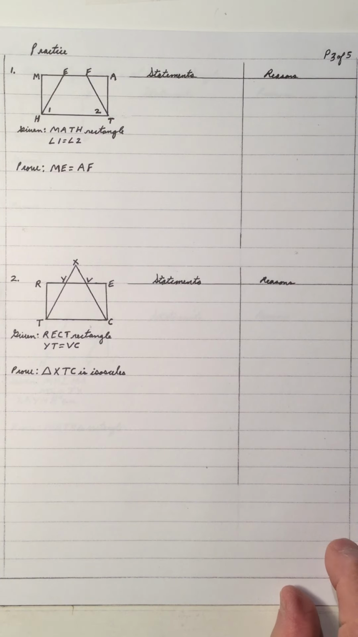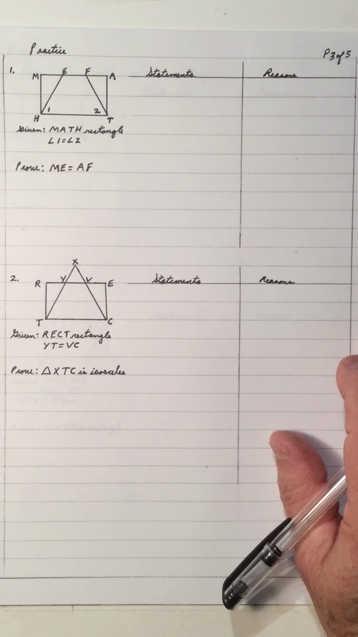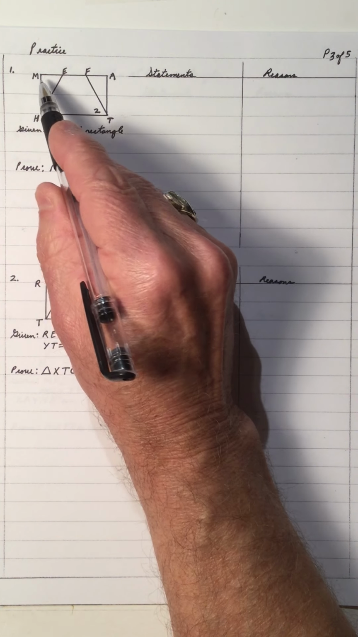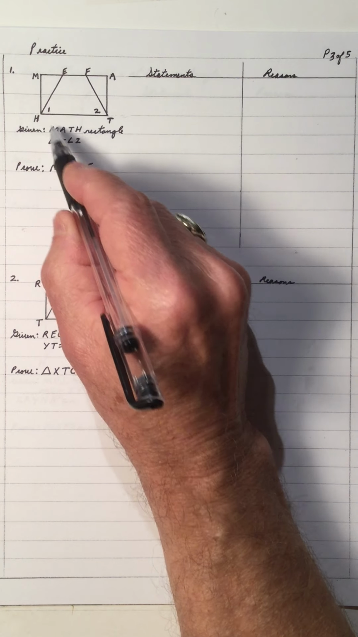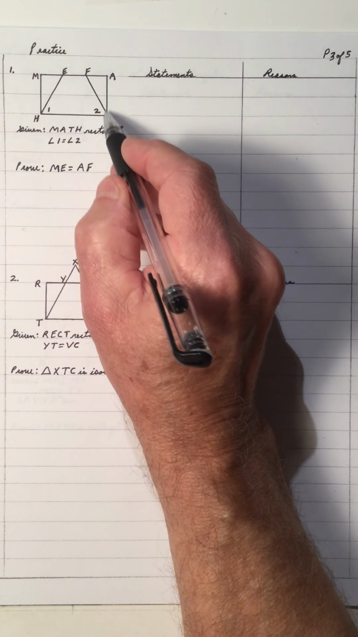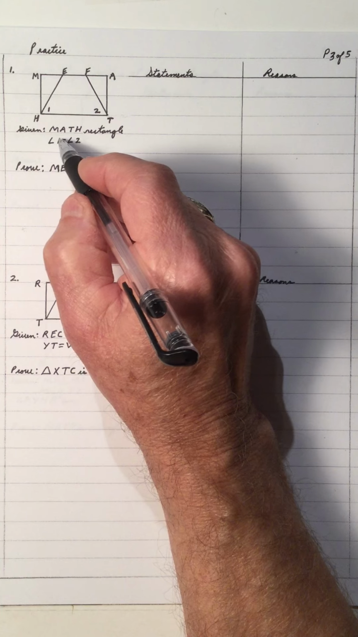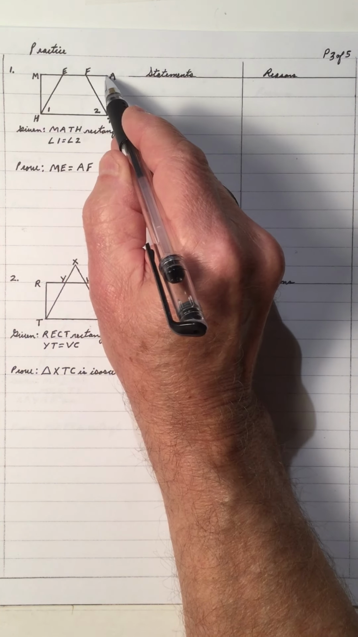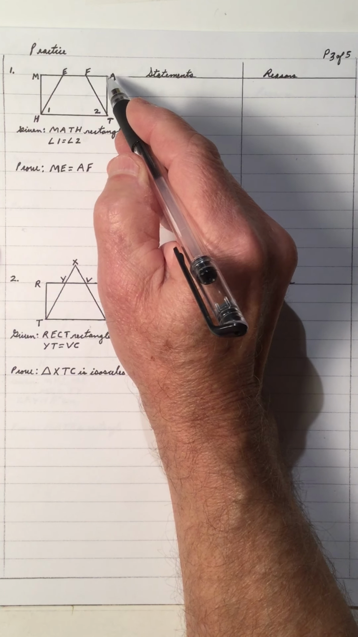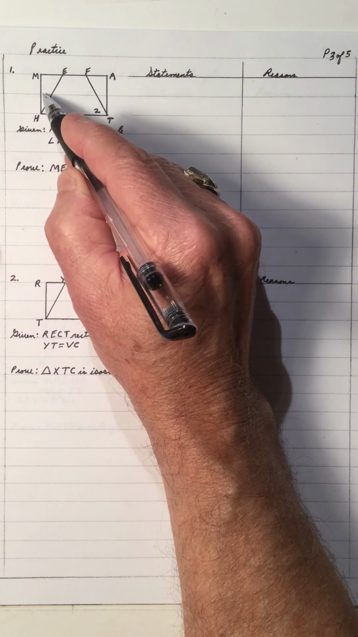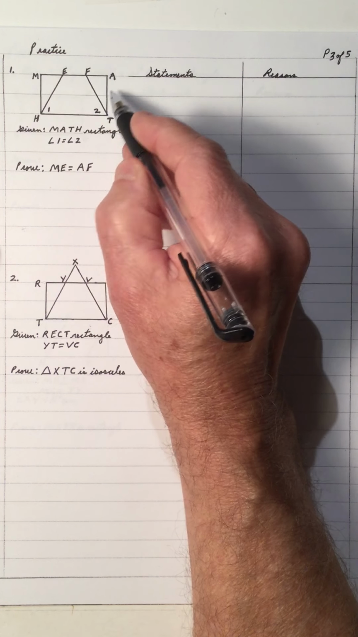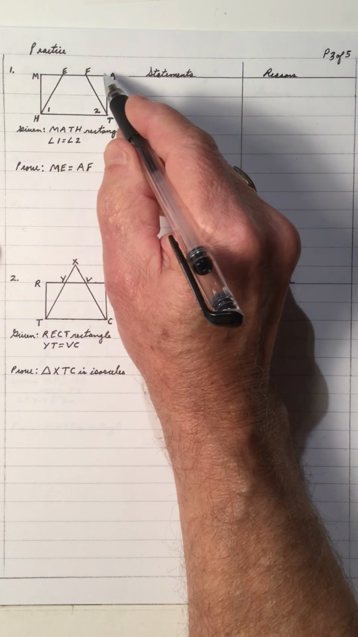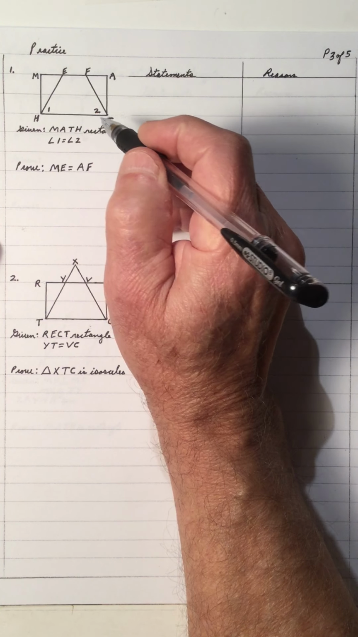Let's continue. Let's do some proofs. Again, pause the video and work these out. We have a diagram in which it says that MATH is a rectangle. Angle 1 is equal to angle 2. We want to prove that ME equals AF. So if I get these two triangles HME congruent to TAF, then we'll get ME equals AF. So how do we do that?